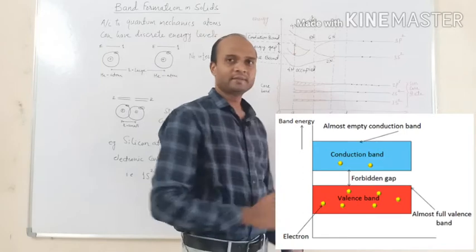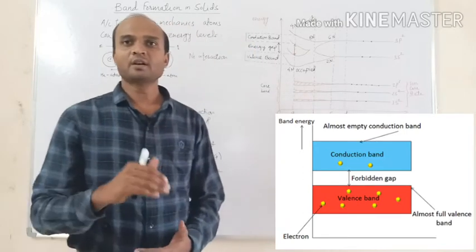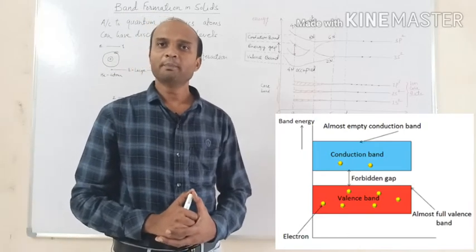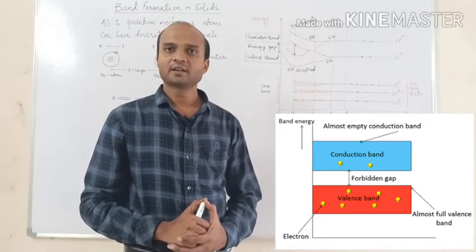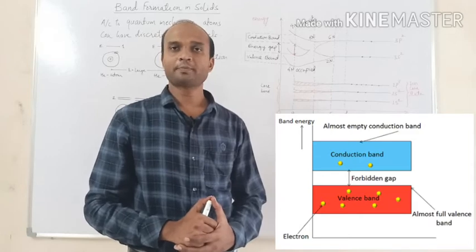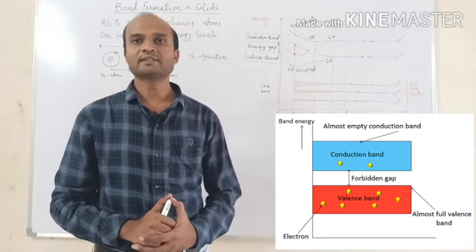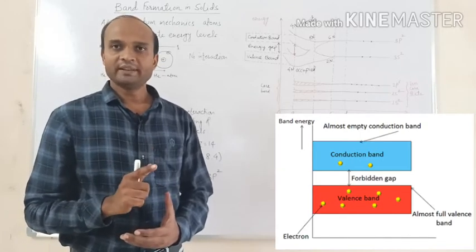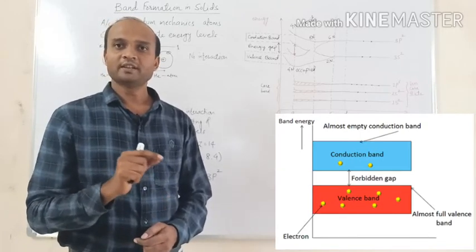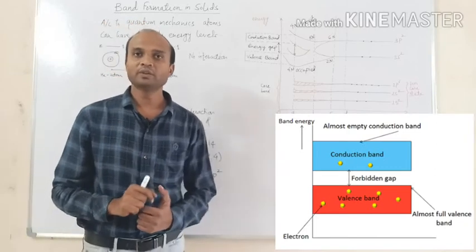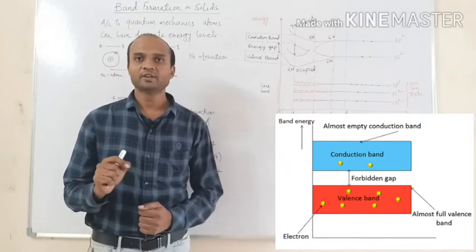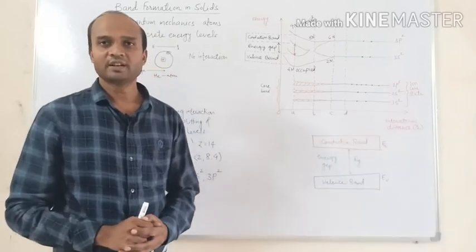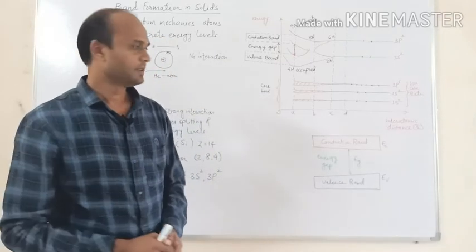While the conduction band, the band just above the valence band, or the band which contains conduction electrons or free electrons, is called the conduction band. When electrons are present in the conduction band, then only electrical conduction is possible. If the conduction band is empty, then electrical conduction is not possible.